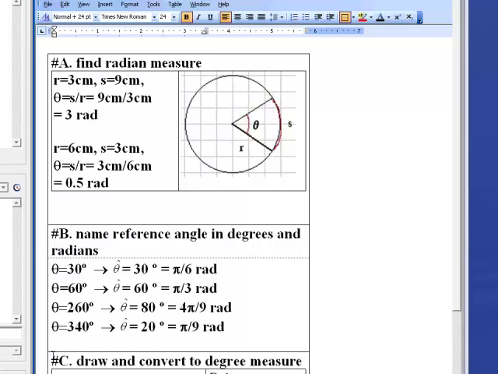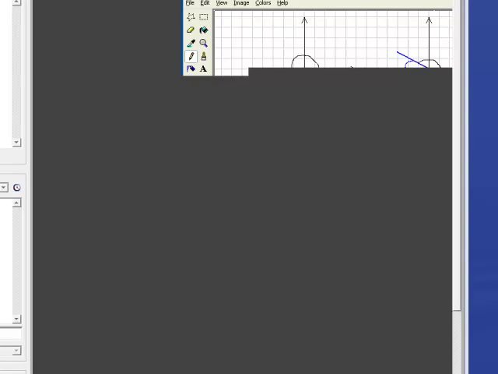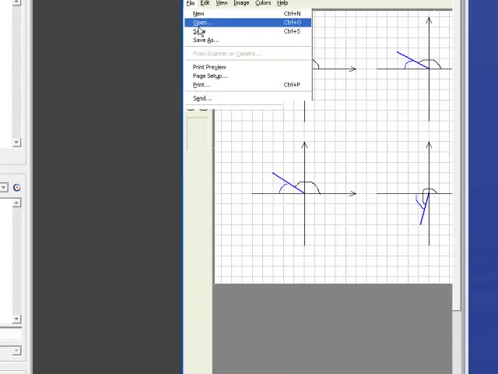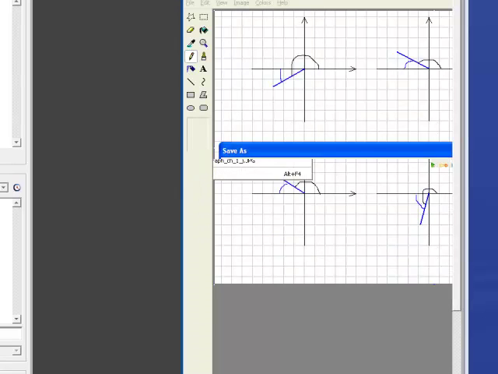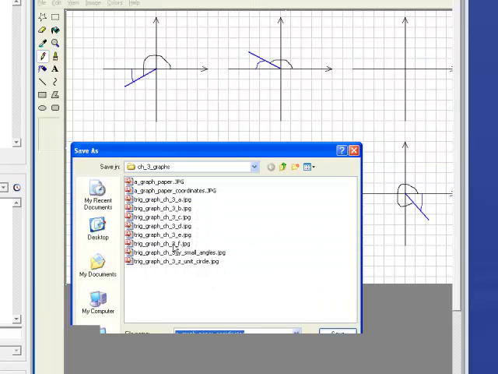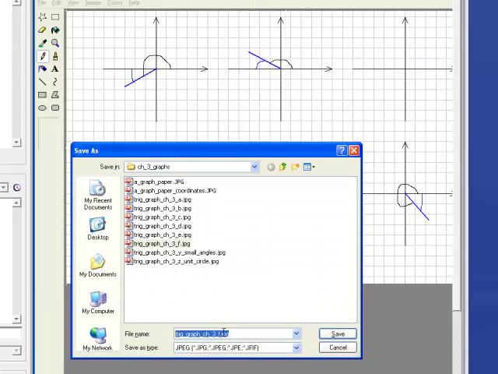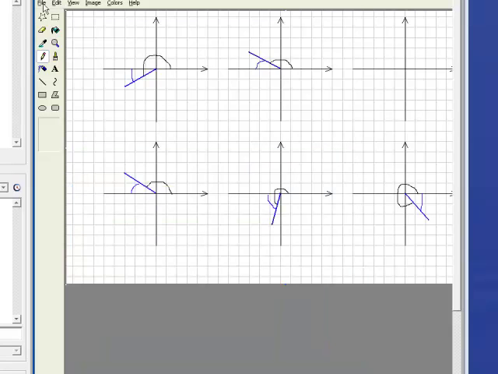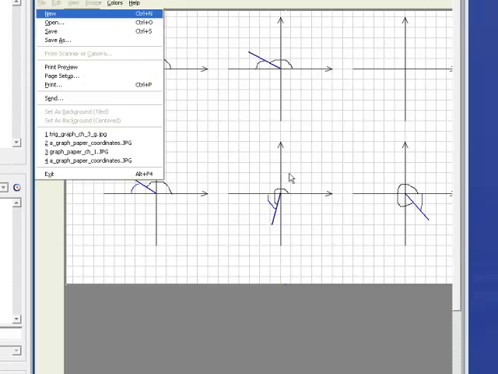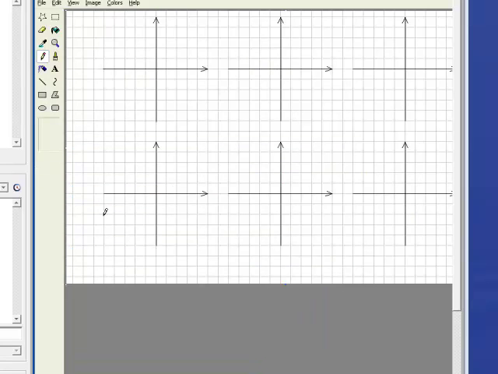Let's go over to Paint and look at them. And I just noticed that I have something from a previous section on there, so I will save this one here first before I do anything else. Okay, now let's open a new one. Okay, so let's grab this one here.